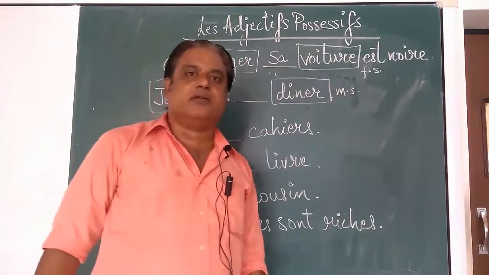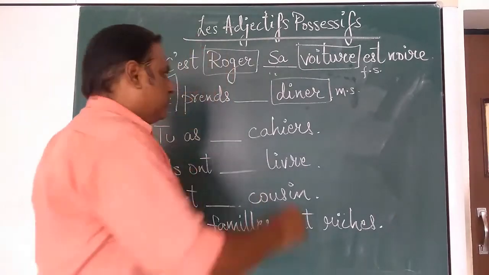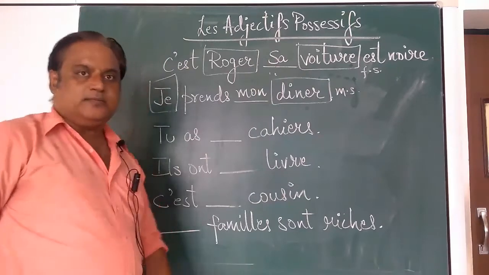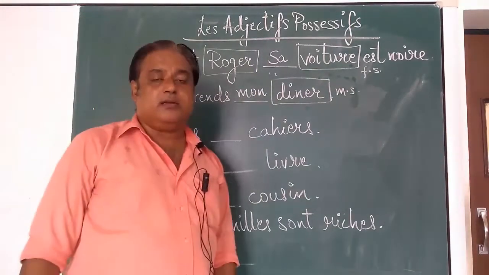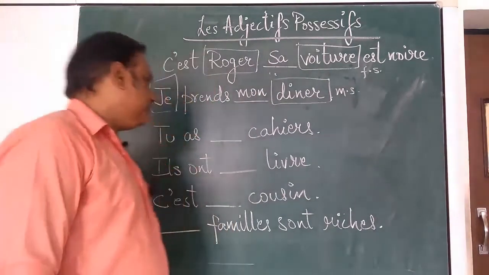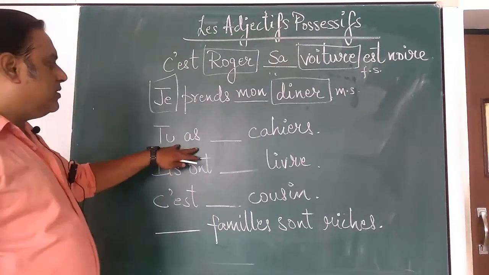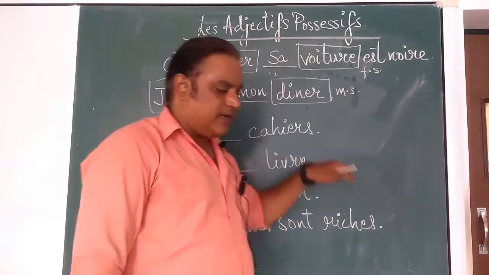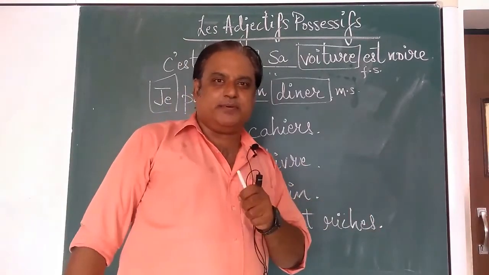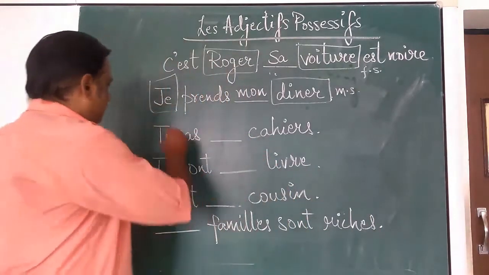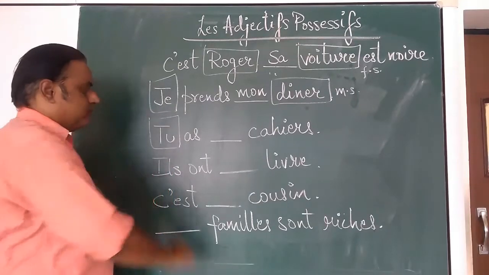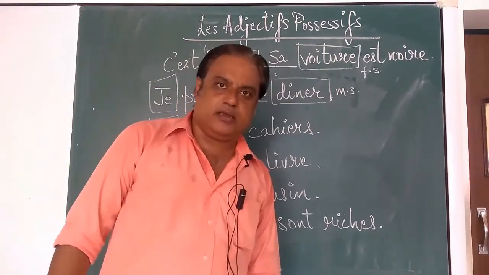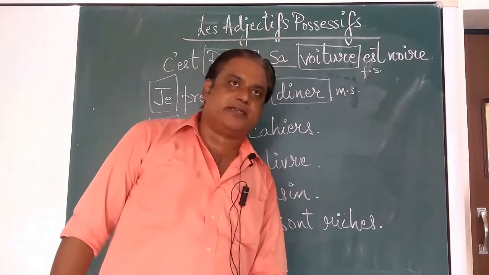And masculine singular with mon, ma, mes is mon. That's our answer. Je prends mon dîner, I take my dinner. Then we come to the third sentence, and it says, Tu as dash cahier. First step, the subject. With tu, we have ton, ta, and tes. Out of these three, which has to be used?